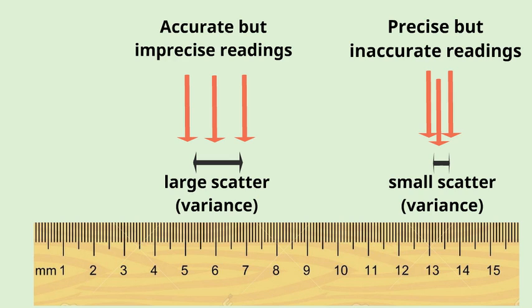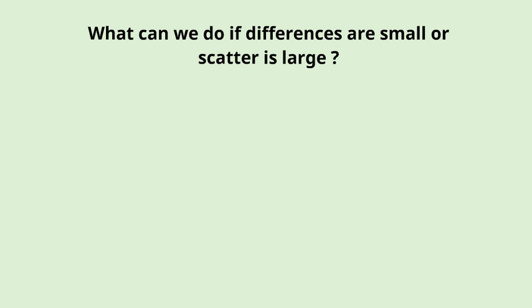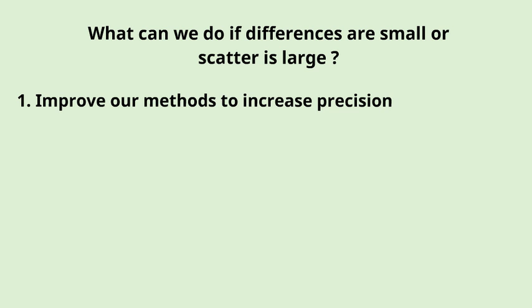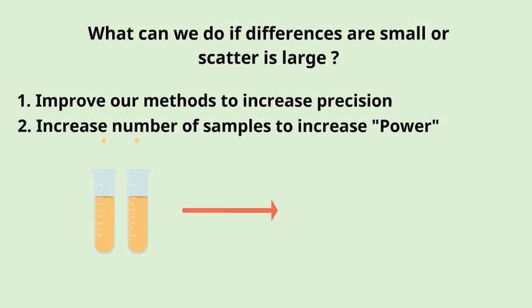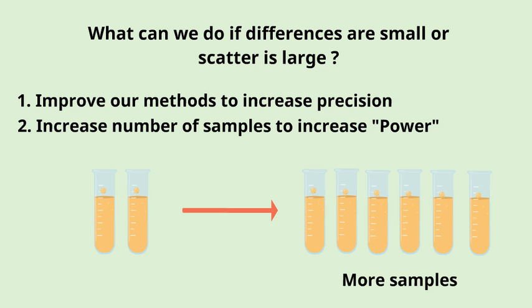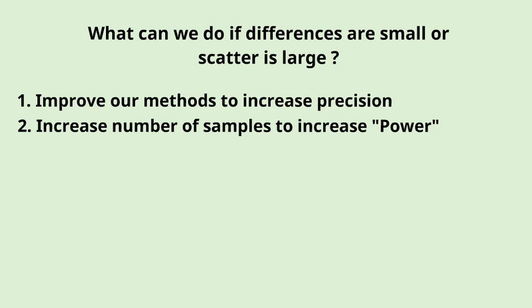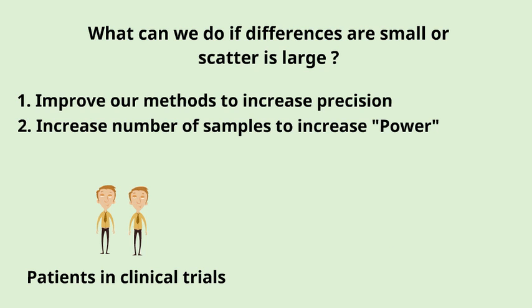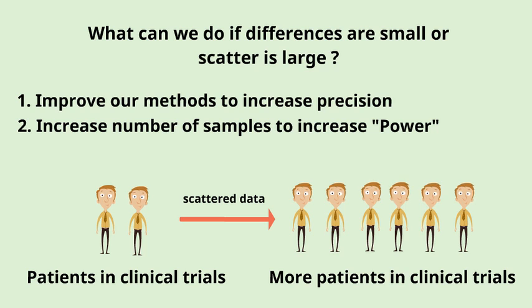So what else can scientists do if the difference between two groups is quite small, or if the data is quite scattered? Well, probably the best solution is to improve the precision of our experiments, but that's not always possible. Another solution is to test lots of samples. This increases the power of the statistics. By testing more samples, it's easier to detect small differences. This has real-world implications that affect all of us. For example, if a pharmaceutical company is testing a new drug, but it's anticipated that the data will be very scattered, then the drug has to be tested in lots of patients before we can be sure that any effect of the drug is real.